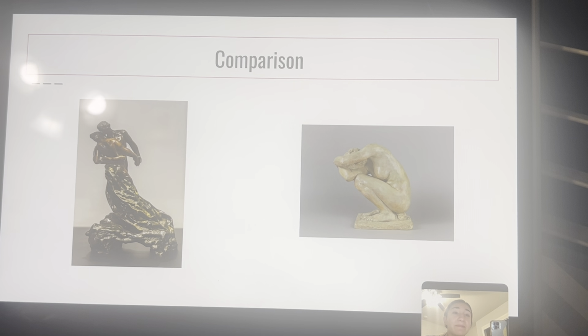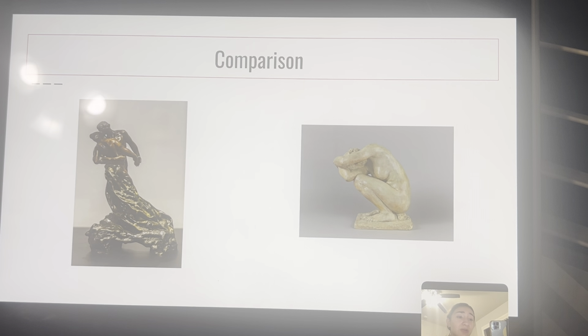And today for my comparison, I'm doing two different statues. To the left, we are able to see my original project, the Waltz, and to the right, we have the Revolt Against Nature. These were both created by Camille Claudel. The one on the right, Revolt Against Nature, was created in 1884. As we can see, these are totally different types of statues created by the same person.